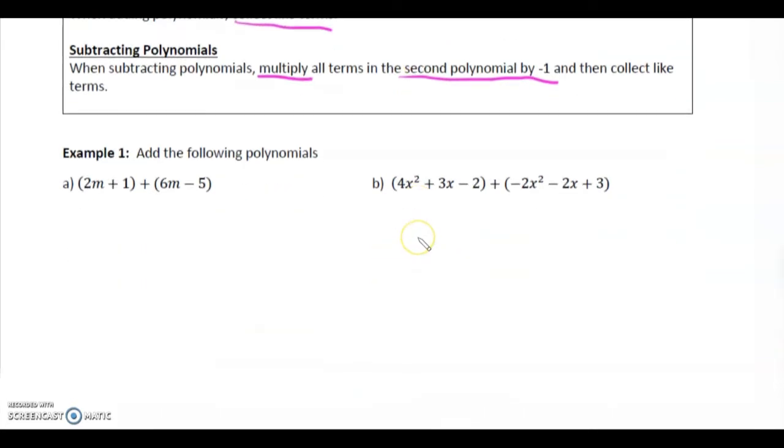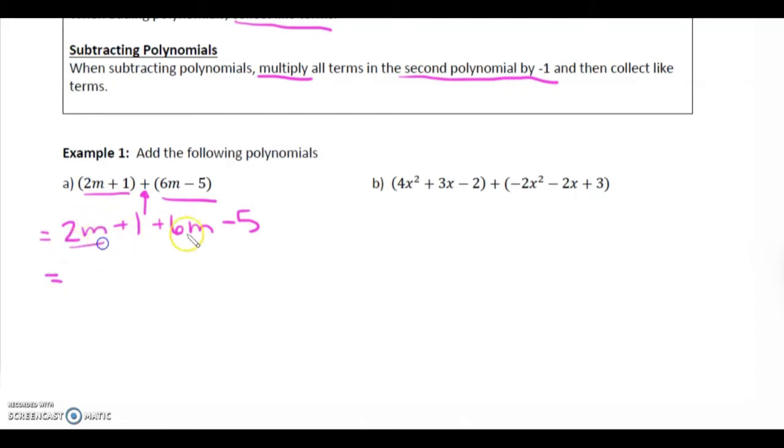So, example 1, add the following polynomials. 2m plus 1 is bracketed as one polynomial. Then we're adding, and then the 6m minus 5 is bracketed. As soon as there's a plus sign between two polynomials, you don't have to write them with brackets anymore. We can just collect them. If you want to skip this step where you just take them out of brackets, you can. But if you want to write it, that's okay too.